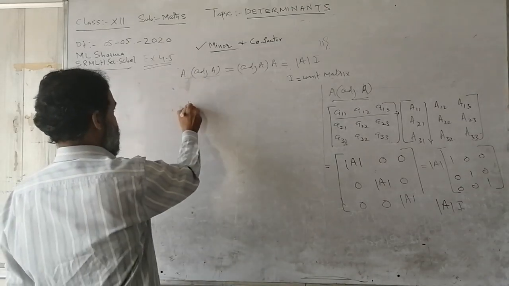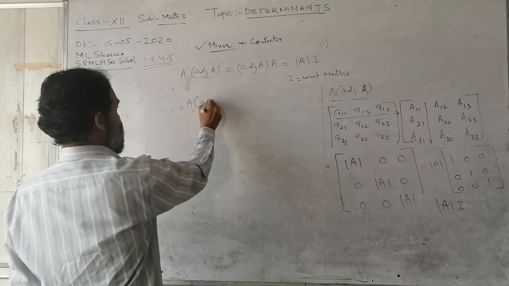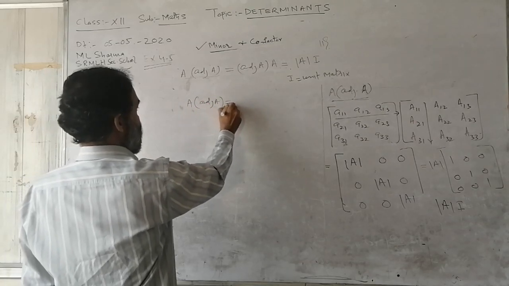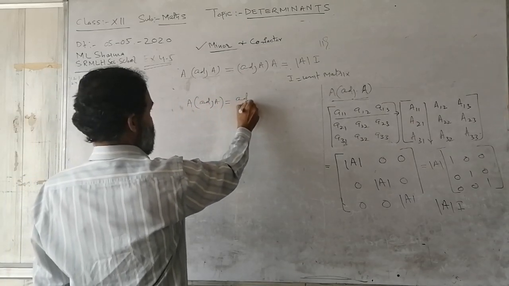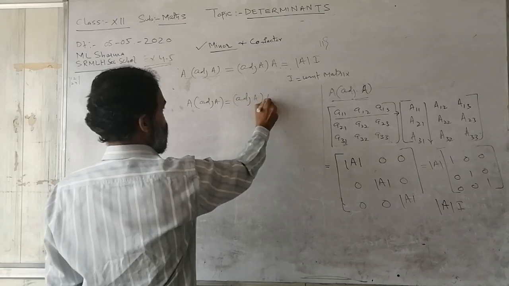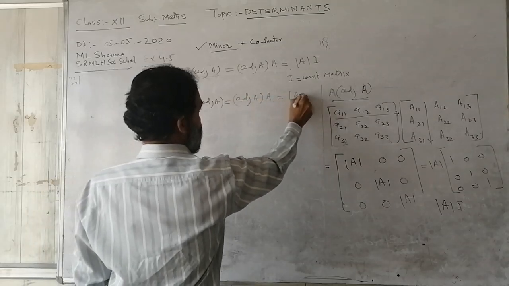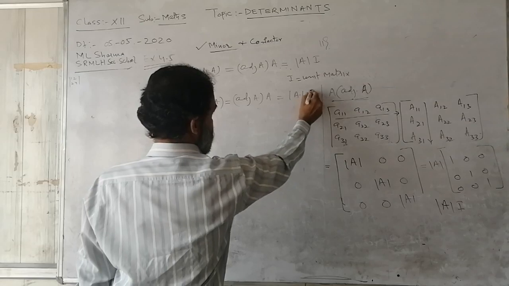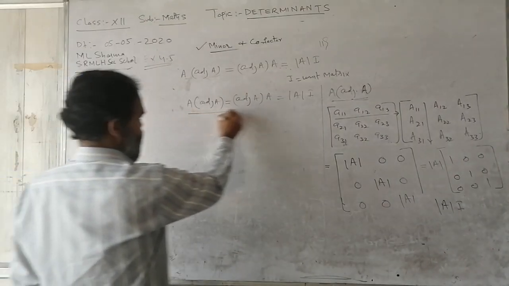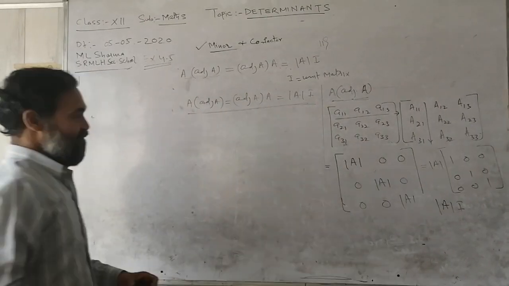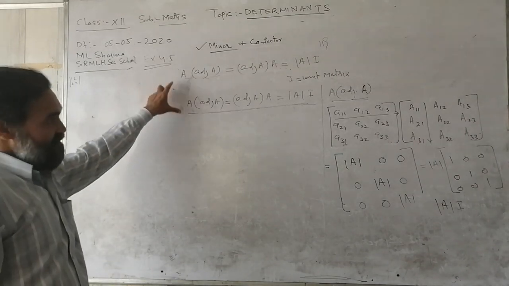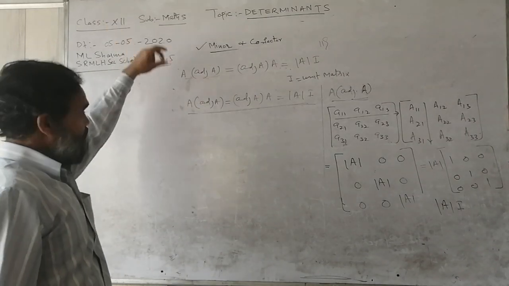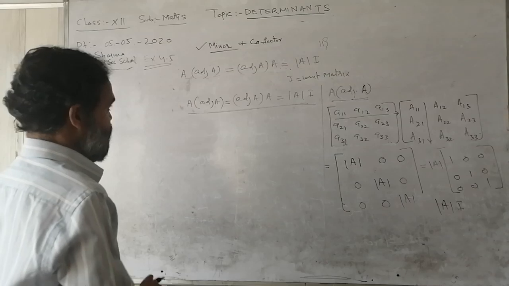So that means A into adjoint A will equal to adjoint A into A, which is equal to the value of the determinant into I. In this way we can prove this theorem. This theorem is very important. In exercises its result will be used.